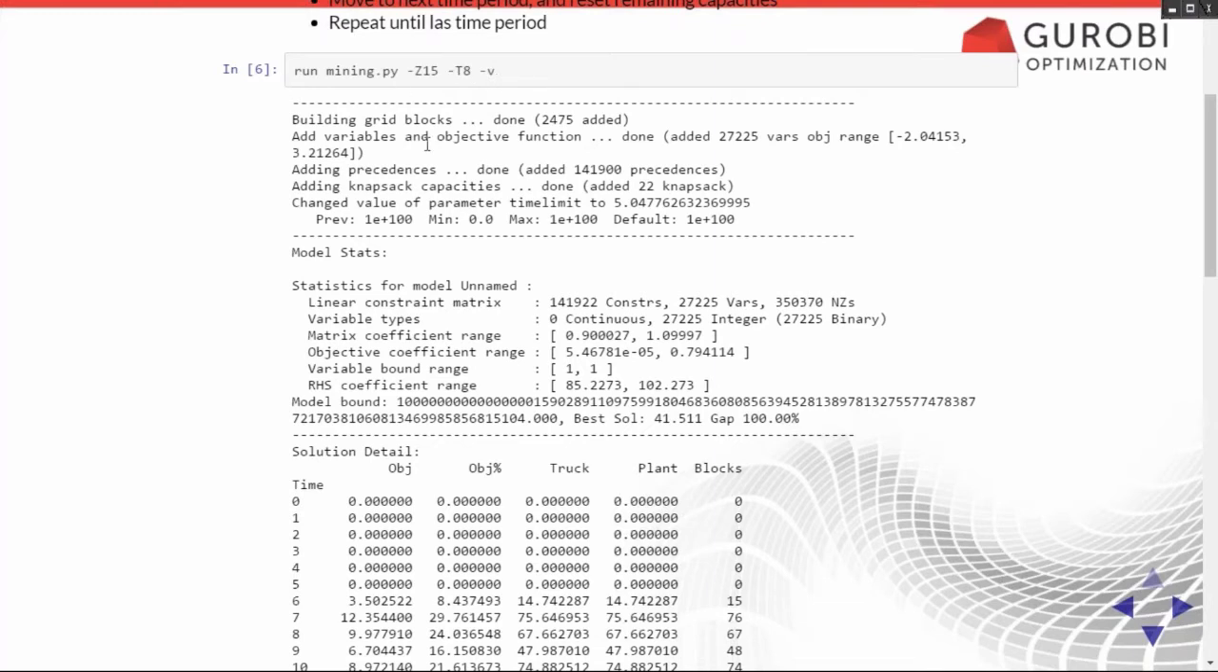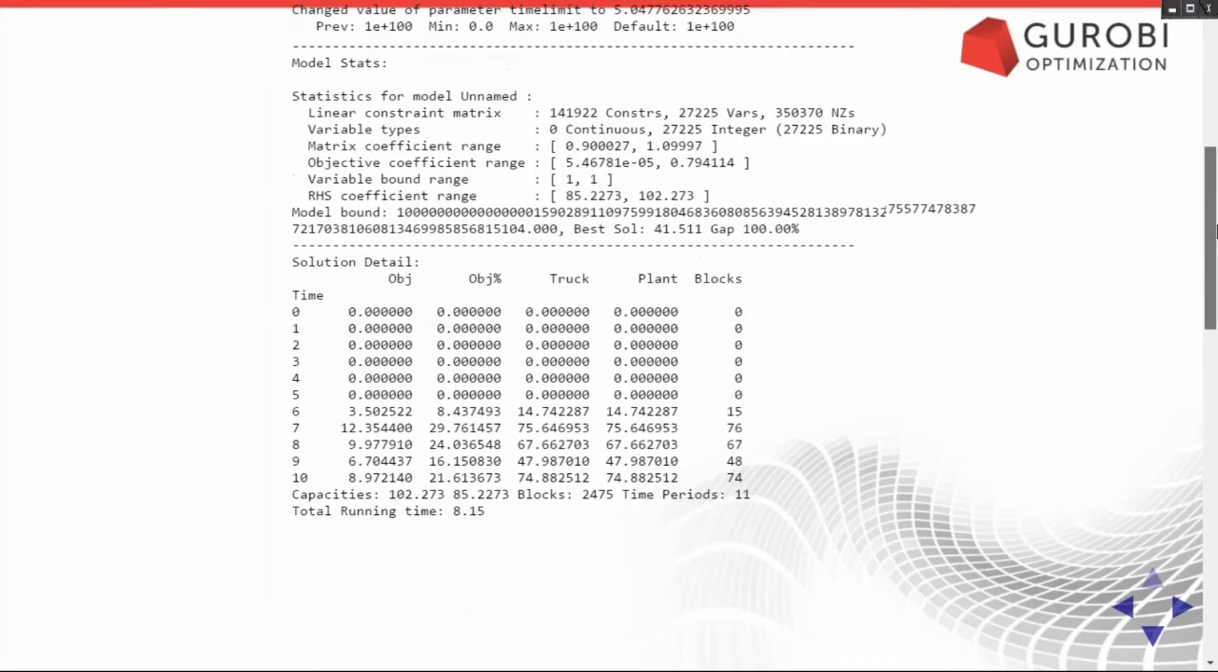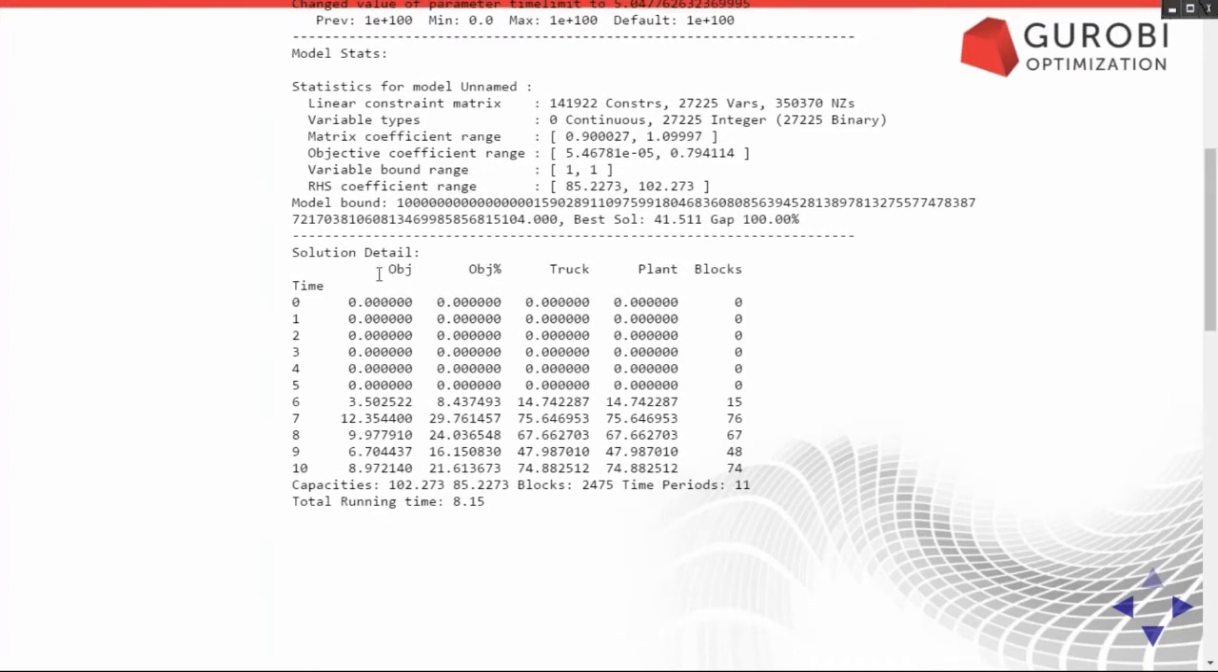So if I don't do anything, Gurobi is actually able to find a very quick solution. It doesn't have enough time to solve the root LP, that's why the bound is so bad, but it does find a solution of value 41. And here we have a summary of the solution. It says for every time period what objective value you get in that time period, what percentage of the total objective value that is, how much truck capacity you use, how much plant capacity you use, and how many blocks you get out.